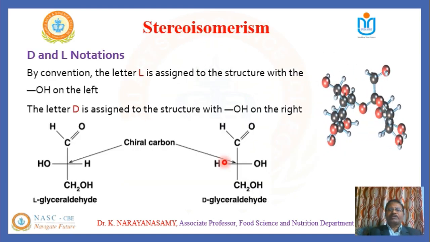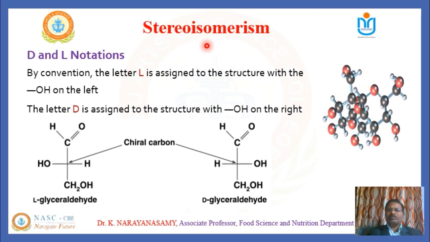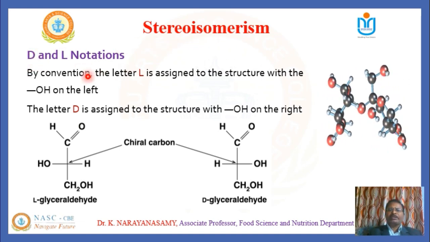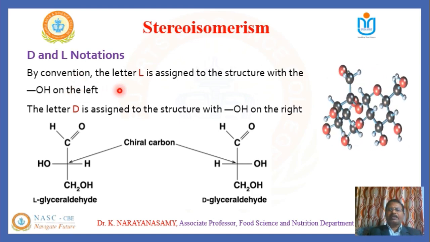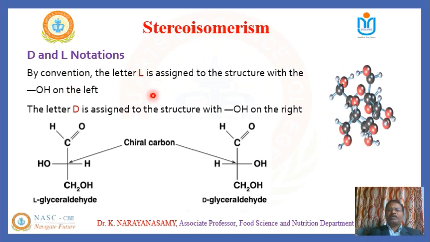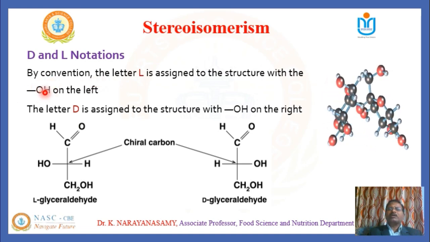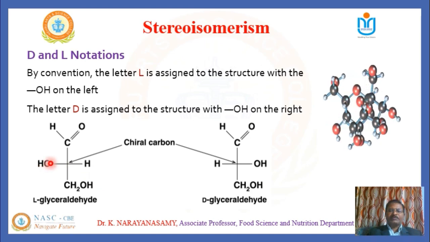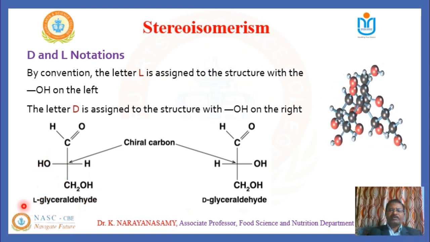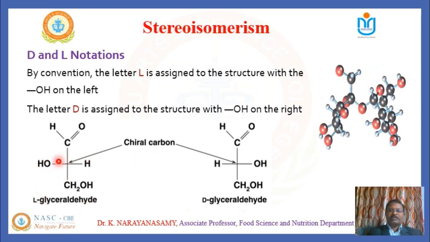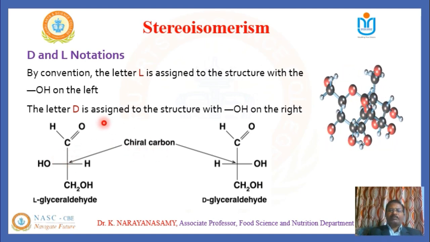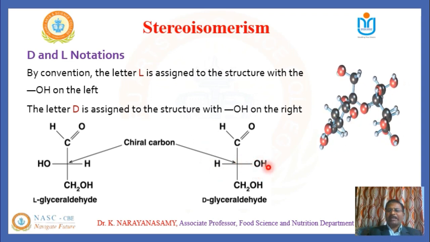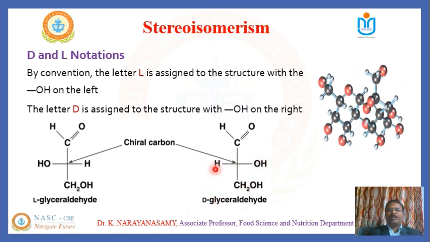Coming to stereoisomerism. What is a stereoisomer? It is one of the isomeric forms of the carbohydrates, in which we have two types of isomers, D and L notations. By convention, the letter L denotes the structure with the hydroxyl group, that is the OH group, on the left side. You can see that this is the left side OH in this L-glyceraldehyde. That is why it is called L-glyceraldehyde. And this carbon atom is the chiral carbon atom. The letter D denotes the structure with the OH group on the right side, and that is why it is called D-glyceraldehyde.